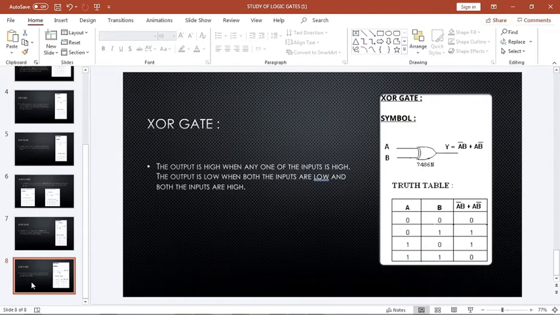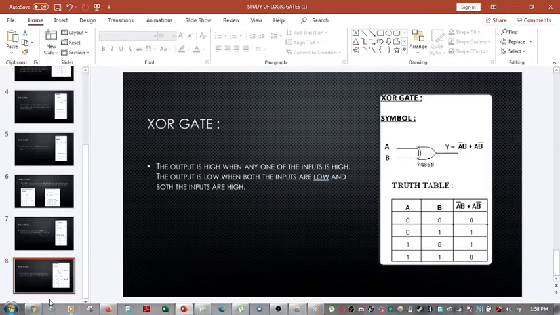XOR gate. XOR gate produces 1 as output if the inputs are different. It produces output as low if the inputs are same. Let's look into the simulation.